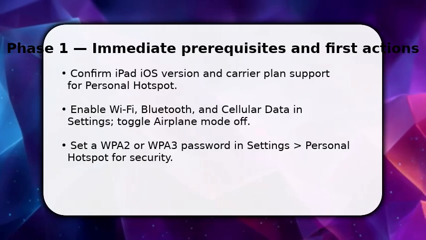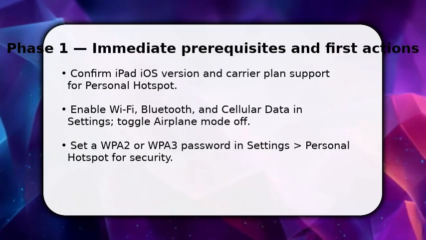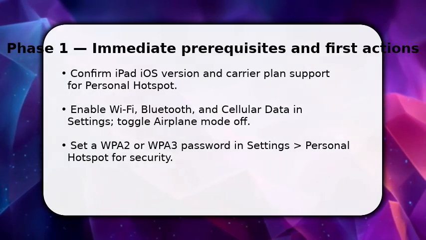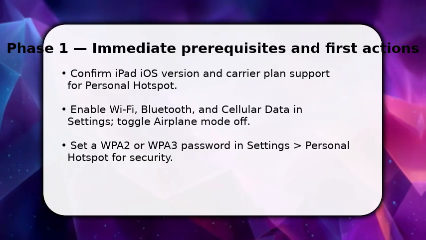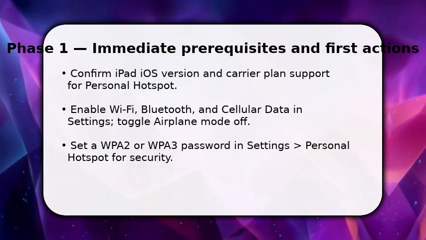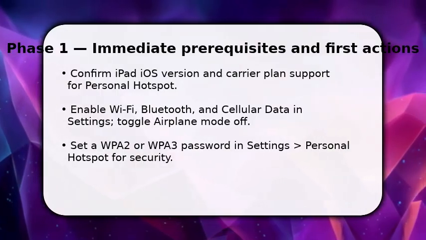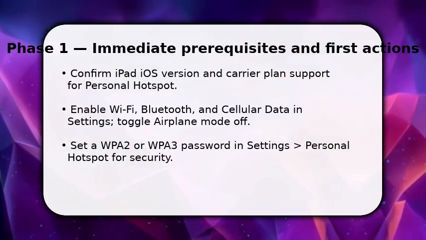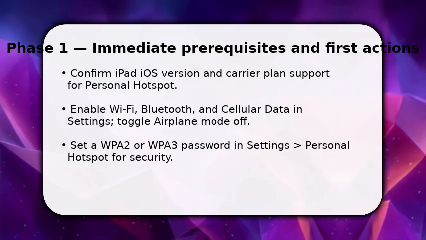You start by confirming the essentials. Check iPad iOS and that your carrier allows a personal hotspot, because without plan support, nothing will work. Once confirmed, go to Settings and enable cellular data, then Wi-Fi and Bluetooth. This lets devices connect more reliably. Turn airplane mode off if it's on.